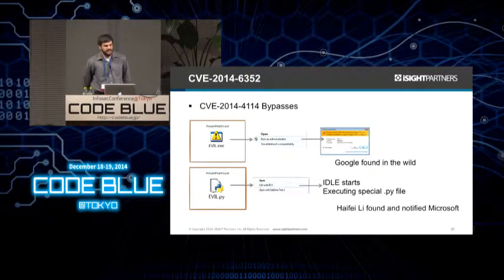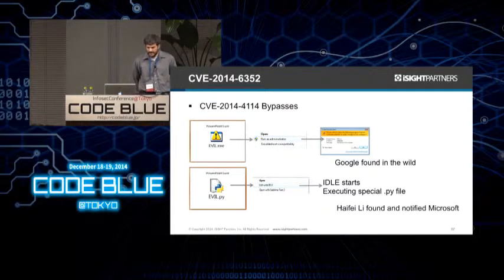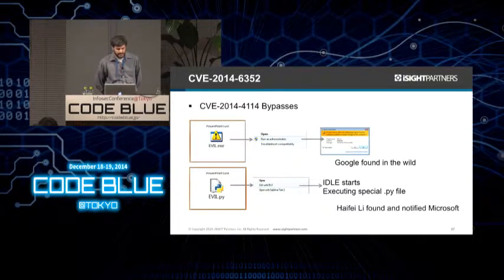Okay. Shortly after the patch, there was a bypass. Very quickly, Haifei Li was blogging that he found a bypass and had notified Microsoft. And then Google found exploitation in the wild of a bypass. The way it worked was Google found that someone embedded an exe instead of an INF file. And when they did the right-click action, they did the right-click action for run as administrator.